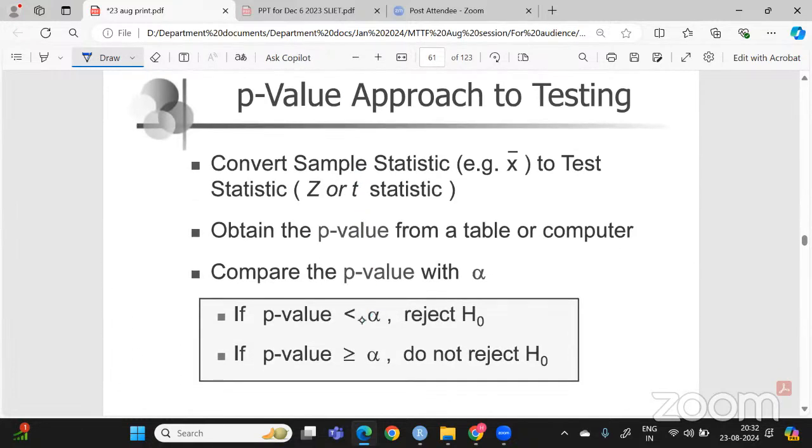So how many of you have heard about the term p-value? And can anyone explain the term p-value?